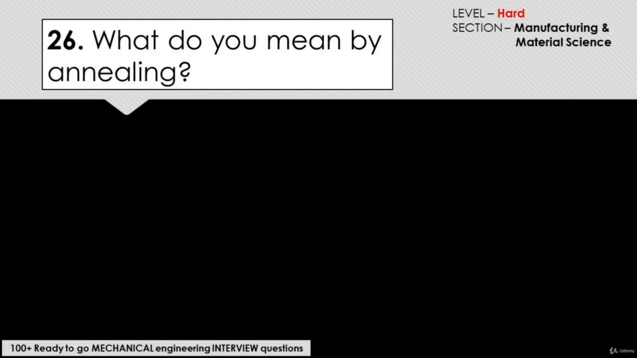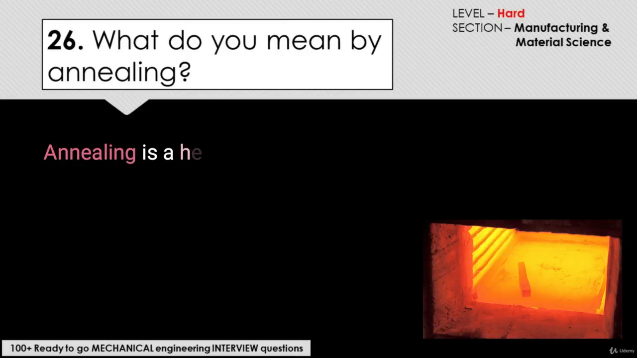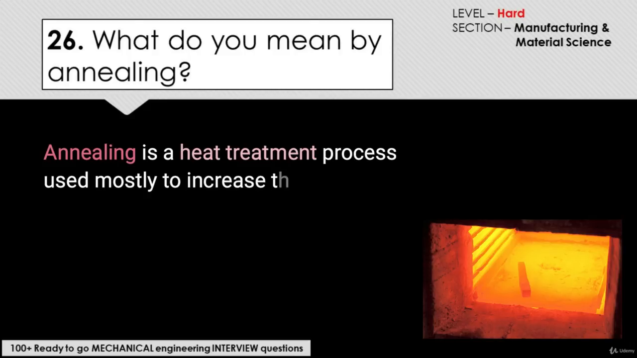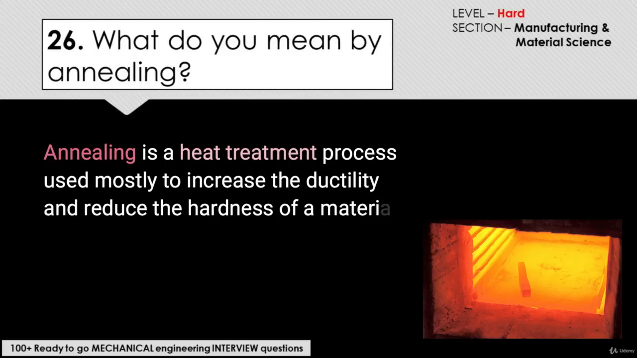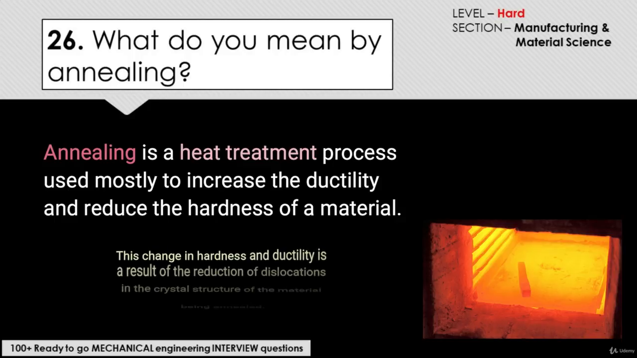What do you mean by annealing? Annealing is a heat treatment process used mostly to increase the ductility and reduce the hardness of a material. This change in hardness and ductility is a result of the reduction of dislocations in the crystal structure of the material.